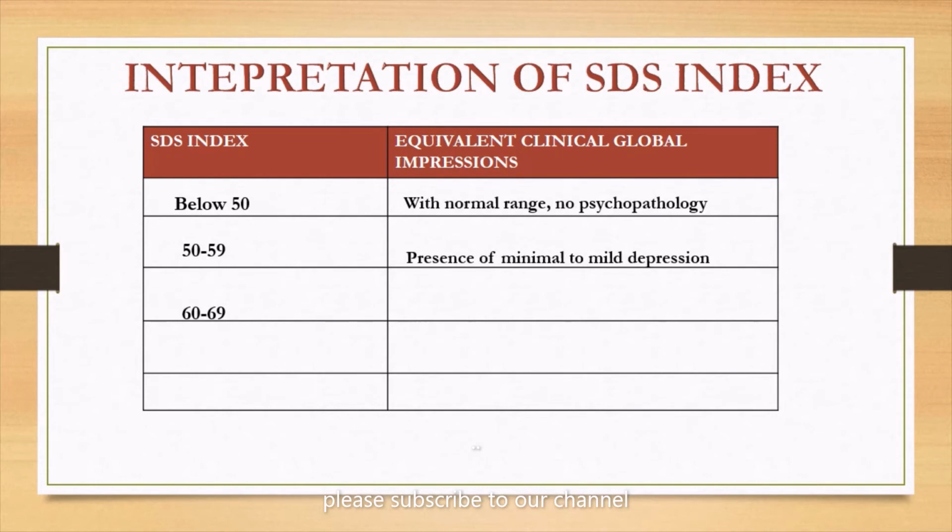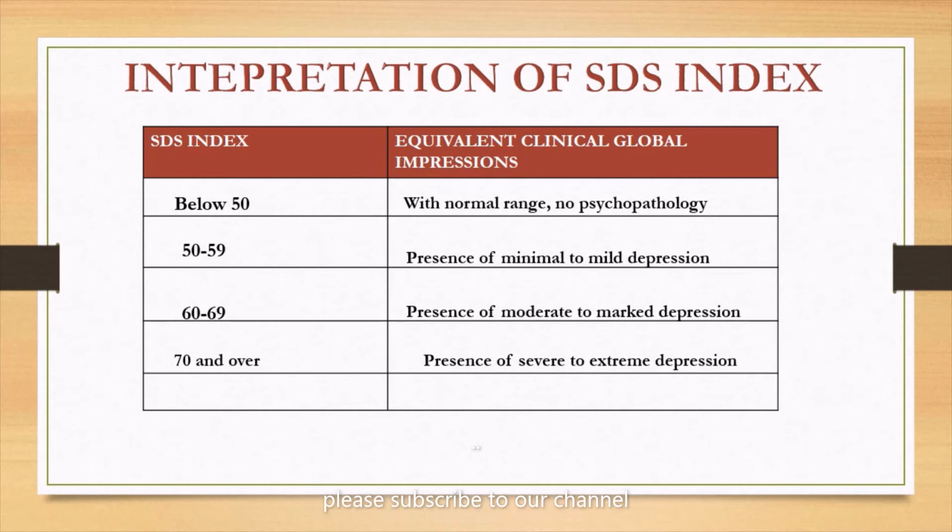If your SDS index is between 60 to 69, it indicates presence of moderate to marked depression. And at this level and at this high percentage, you need care like psychopathologists or the pharmacotherapist and other ways to regulate your levels of depression and levels of the brain with less neurotransmitters. 72% means that the equivalent clinical global impression shows that you have a presence of severe to extreme depression, and it is at very high cases.